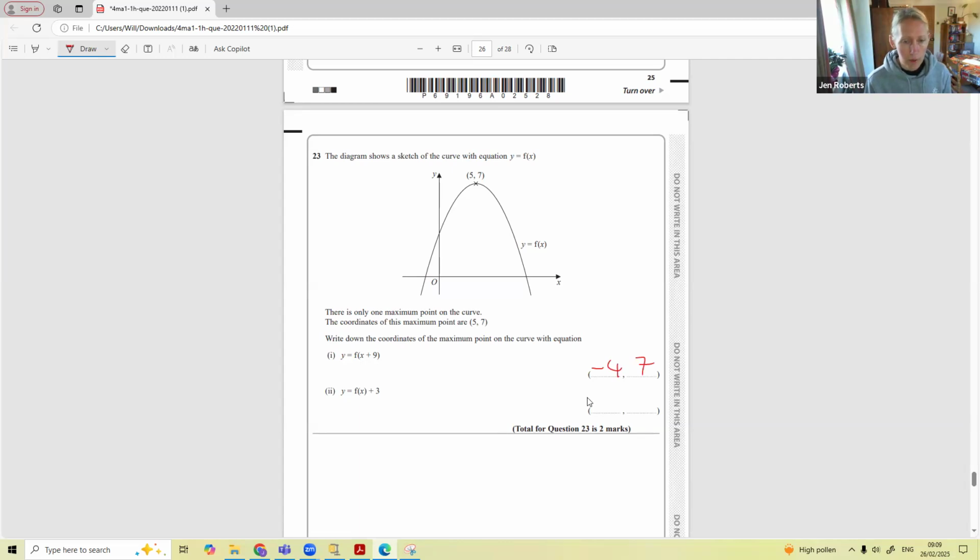f of x plus 3, oh, this is a nice easy one after those last two difficult ones. f of x plus 3 means you're moving your graph up 3. We're adding outside our function. So if you add 3 outside your function, we need to add 3 to your y coordinate, which gives you 5, 10.